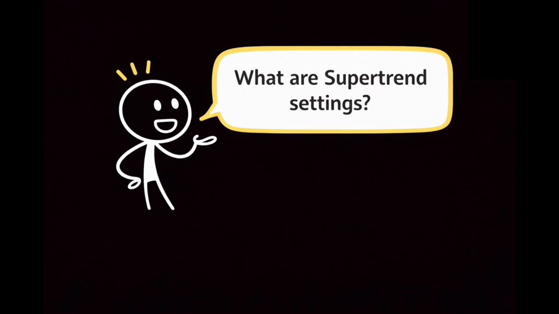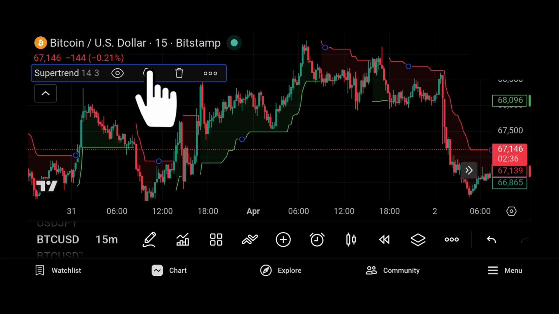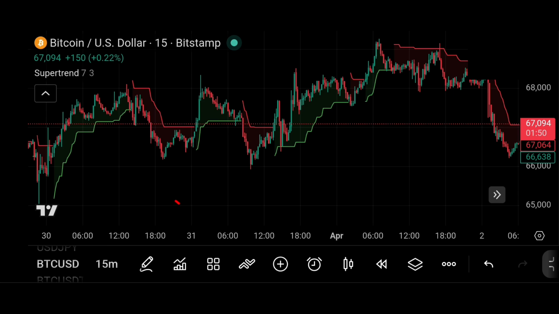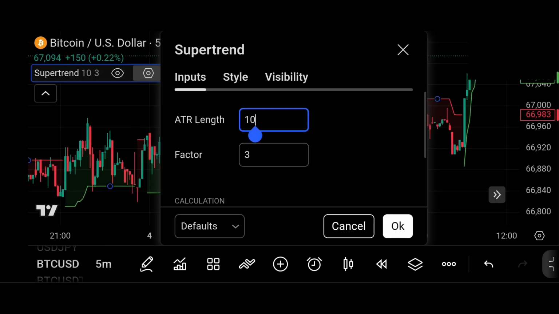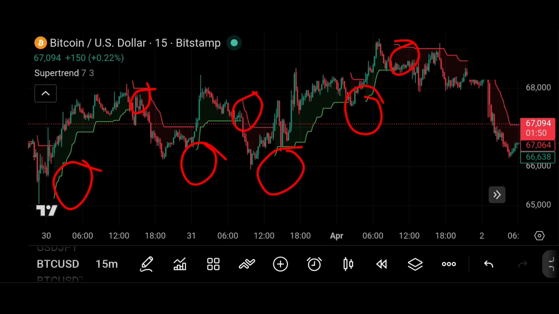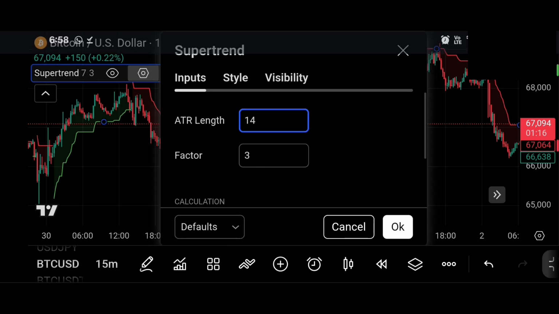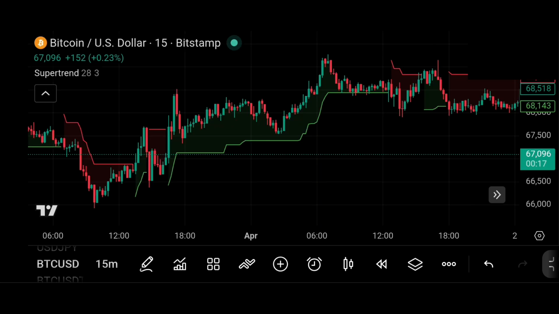What are Supertrend settings? If you open the Supertrend indicator settings, you will see two main parameters, ATR length and factor. ATR length decides how fast or slow the indicator reacts. Lower ATR values like 7 or 10 react faster and give more signals, but they also give more false signals. Higher ATR values like 14, 21, or 28 react slower, give fewer signals, but the trends are more reliable.